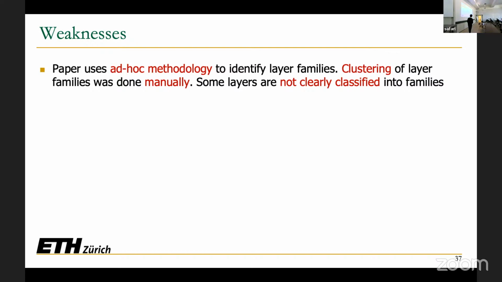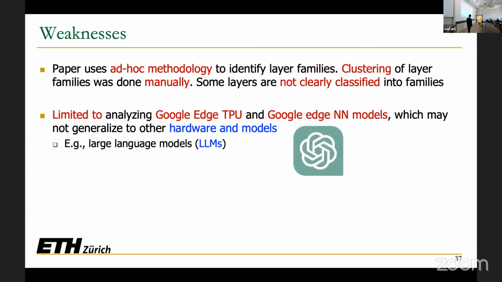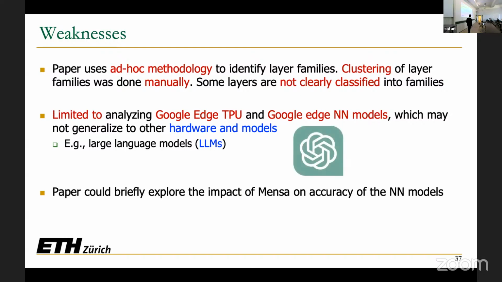And in the clustering of layer families, some layers are not clearly classified into families. For example, I gave you the example of the one layer that was not classified properly. It's limited to analyzing the Google Edge TPU and Edge neural network models, which may not generalize to other hardware models. Again, the Google Edge neural network models are not available to the general public, and so if we were to use it with our own models, it might not work the same. For example, if we were to use large language models, such as this guy, it might not work the same.